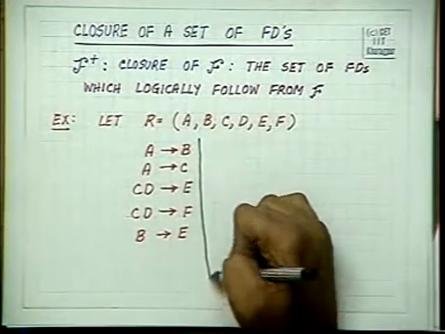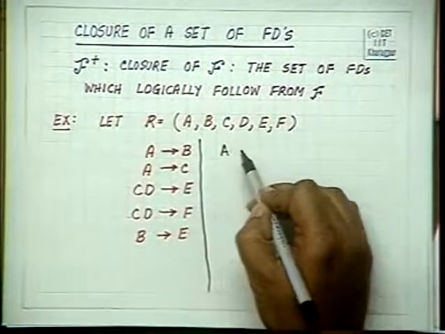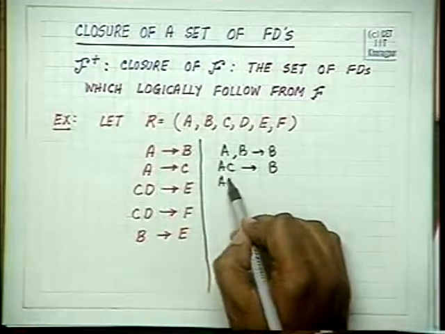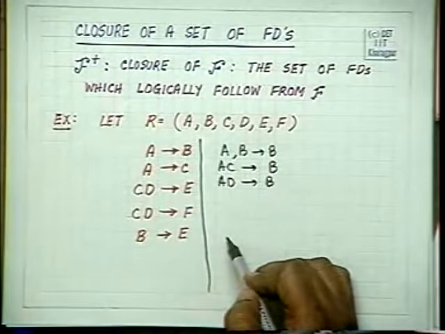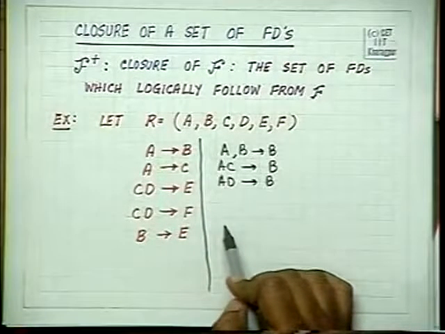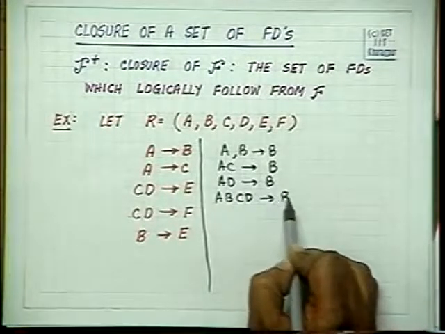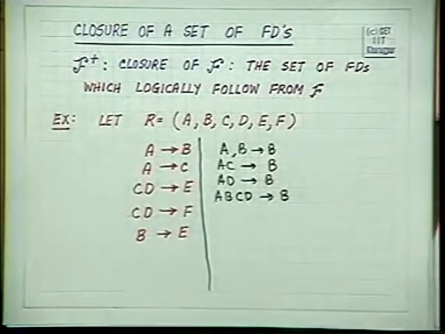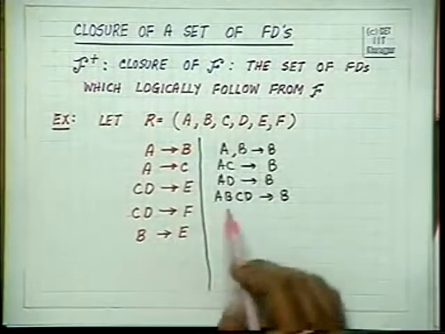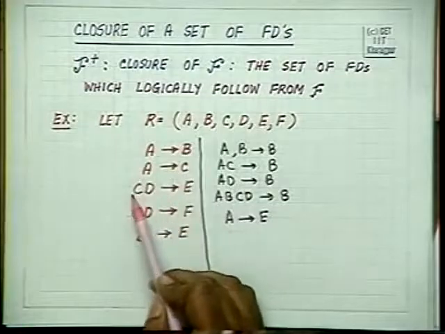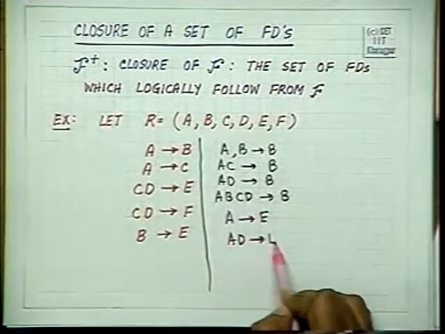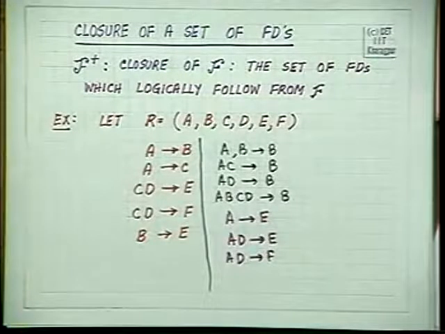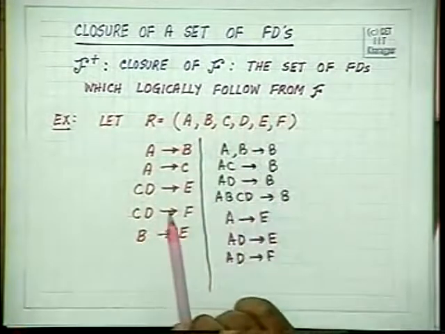So, if we take this example, we will have to list out all of them. From A to B, we get AB to B, we get AC to B, we get AD to B, and so on, all pairs of 2, then all of 3 containing A, then all of 4 containing A. Here we can have A, B, C, D gives B. So, this way all of them plus the ones derived in a less obvious manner like this, A to B and B to E, so A to E, A to C and CD to E, therefore AD to E. Similarly, AD to F. So, we have the set of functional dependencies which logically follow from F.